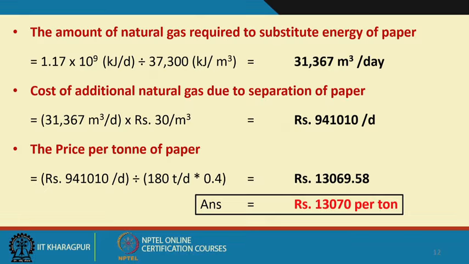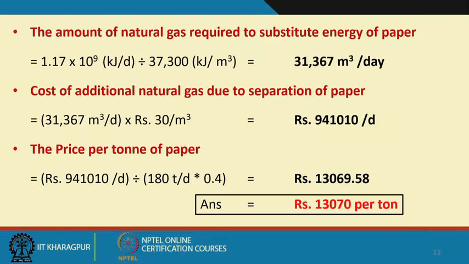Now we have to calculate the cost of additional natural gas due to separation of the paper. For the amount of natural gas required to substitute the energy of the paper, that is 31,367 into 30 will be the additional cost of the natural gas, which is equivalent to 9,41,010 rupees per day.